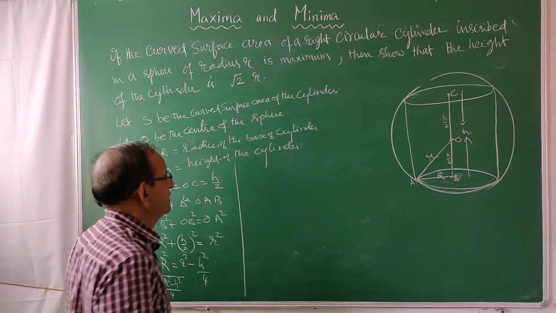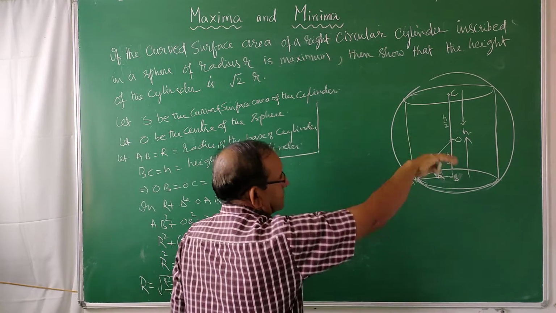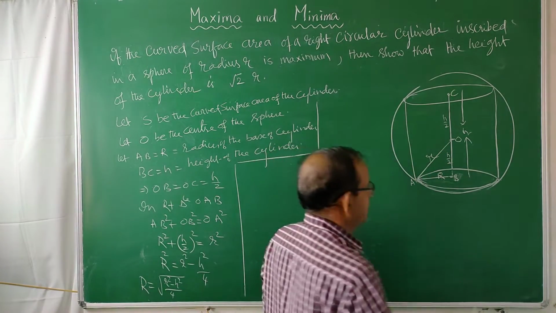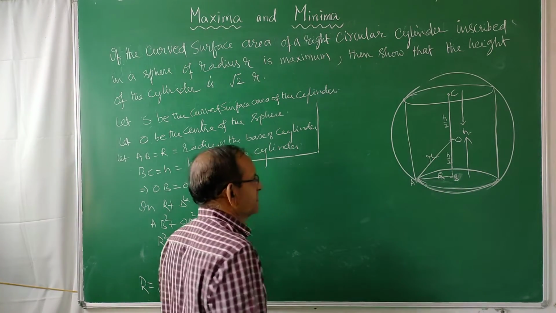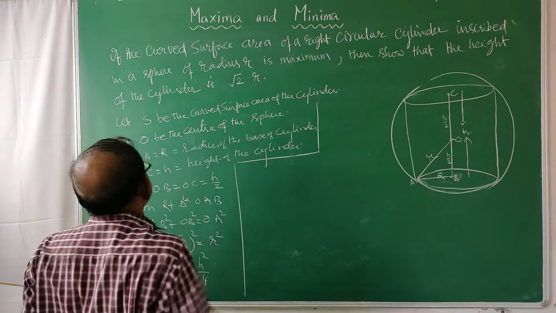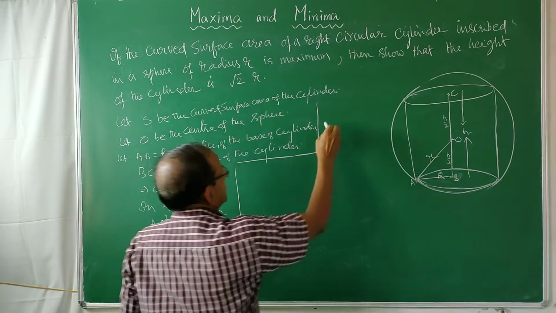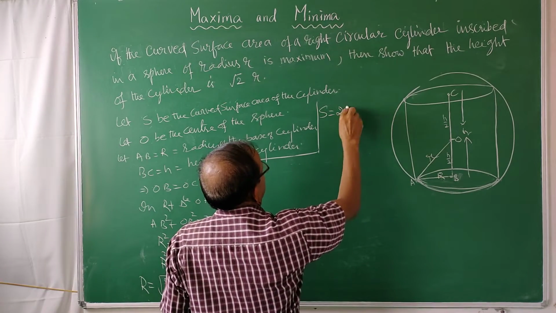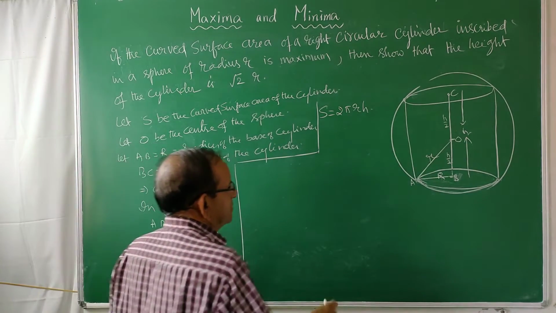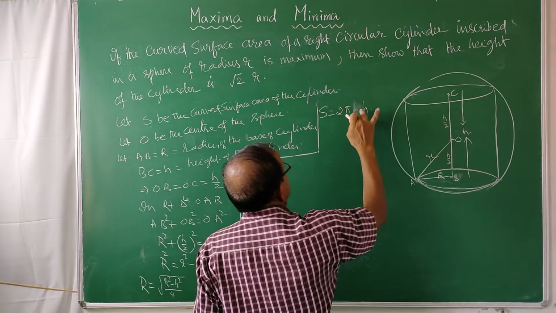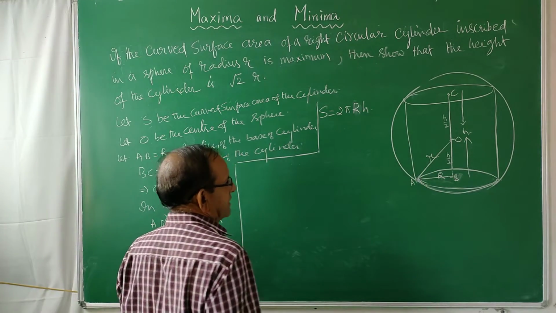Keep it like this. Now what is the formula for curved surface area of the cylinder? This is base perimeter into height, that is 2 pi R h. S is, because already we indicated the surface area, curved surface area is S. So S is equal to 2 pi R h. But this radius is capital R, not small r. Small r is the radius of the given sphere.